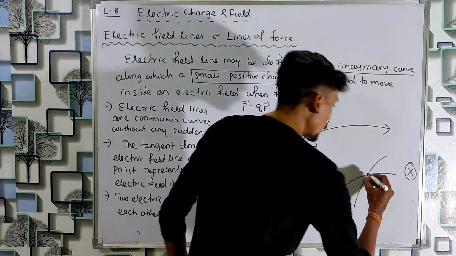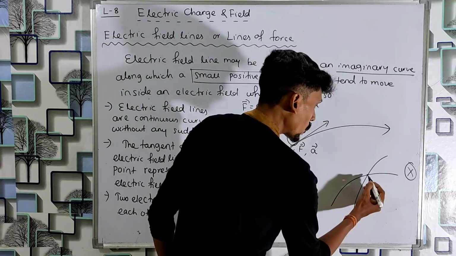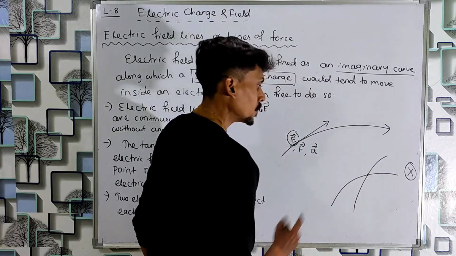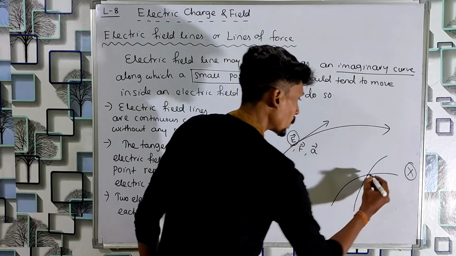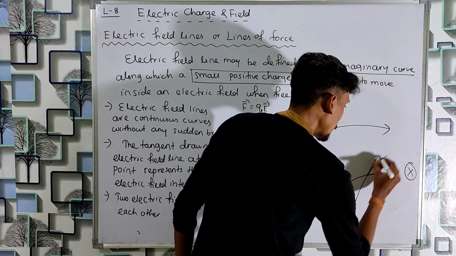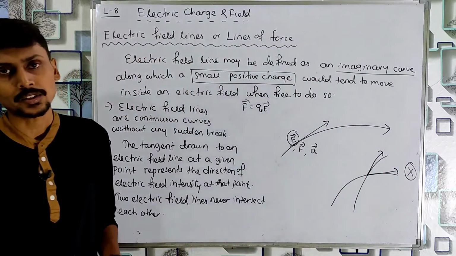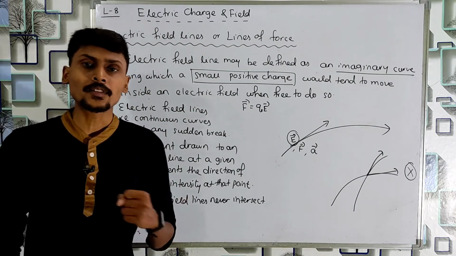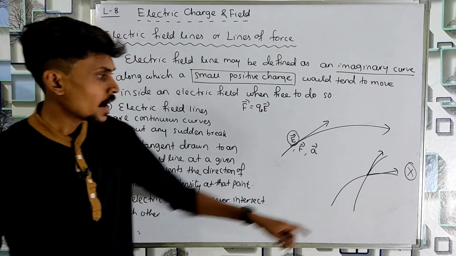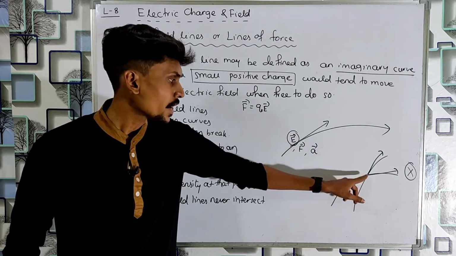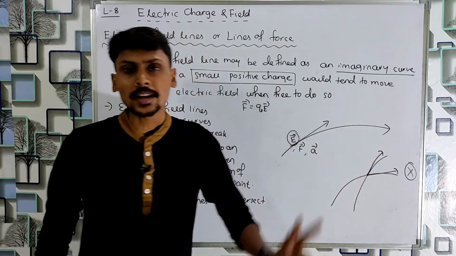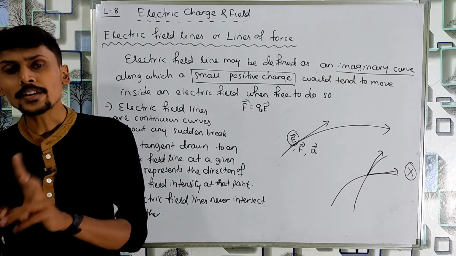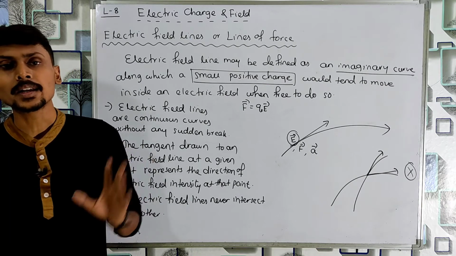So if we do this, we draw tangents. I will draw the first tangent to this curve, the second tangent to this curve. So I will get two tangents. And the tangent represents the direction of electric field intensity. At a single point, I can draw two tangents to the two electric field lines, and the two tangents will represent two different directions of electric field intensity.